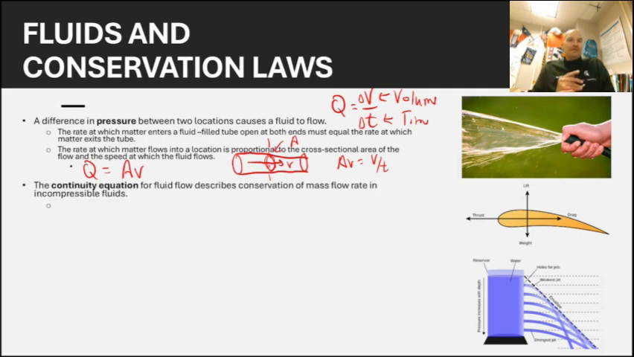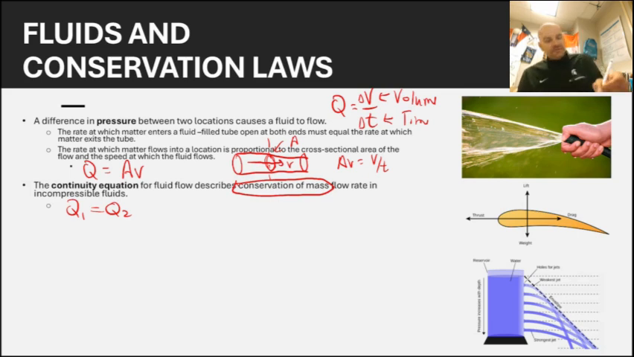But the main thing that we want to talk about is the continuity equation. The continuity equation for fluid flow describes conservation of mass. So here's our first conservation law that we encounter. The continuity equation for fluid flow describes conservation of mass flow rate in an incompressible fluid. Basically, anywhere in the fluid, the amount of volume flowing through that pipe is going to be equal.